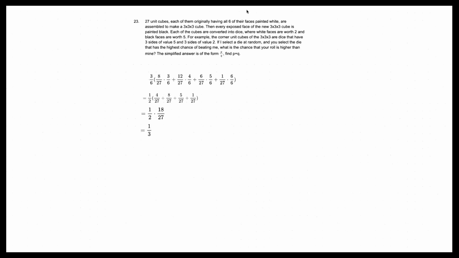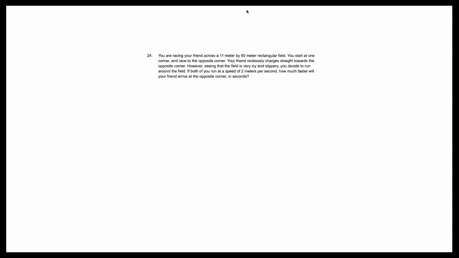Okay, so now I'm going to scroll down a bit and paste in the second question, which is question 24. Here. You are racing your friend across an 11 by 60-meter rectangular field. You start at one corner and race to the opposite corner. Your friend recklessly charges straight towards the opposite corner through the field. However, seeing that the field is very icy and slippery, you decide to run around. If both of you run at a speed of 2 meters per second, how much faster will your friend arrive there?